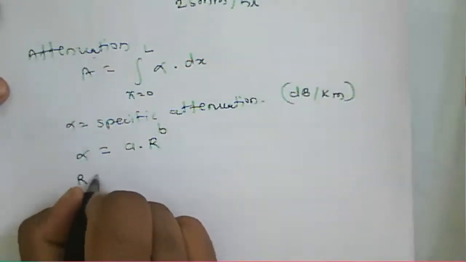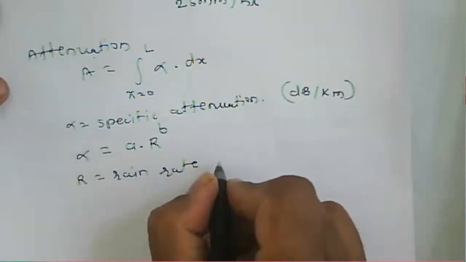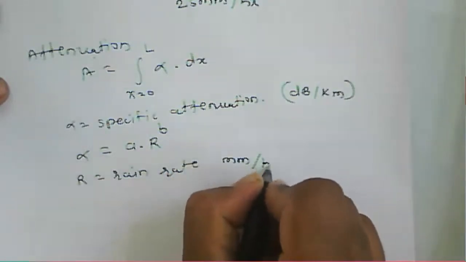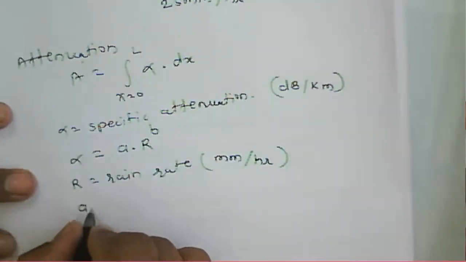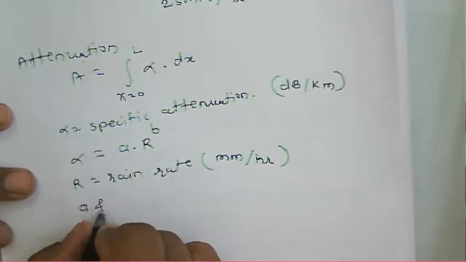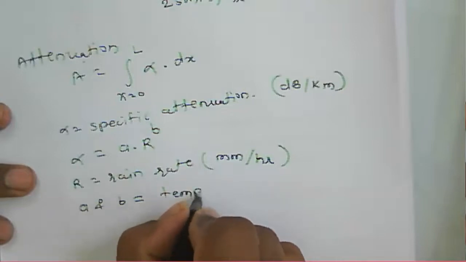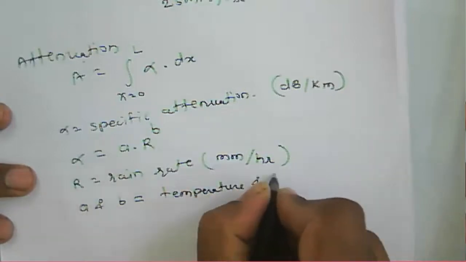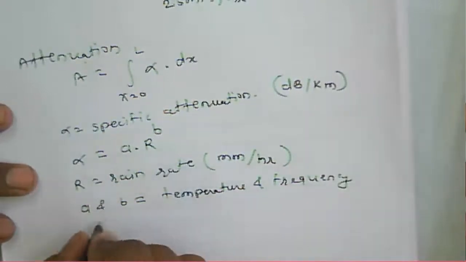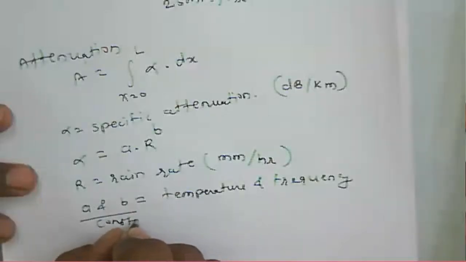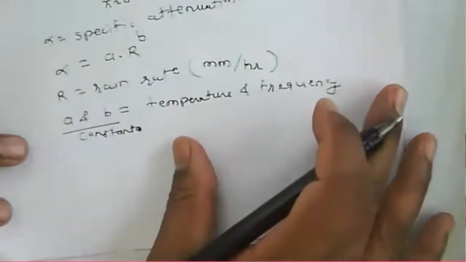R is the rain rate, which can be expressed in millimeters per hour. And a and b are constants, and they depend upon the temperature and the frequency.